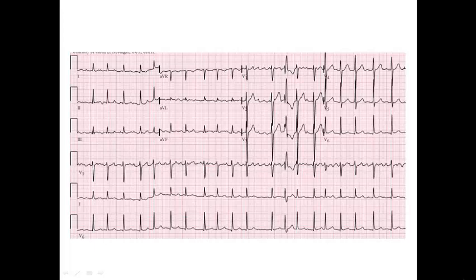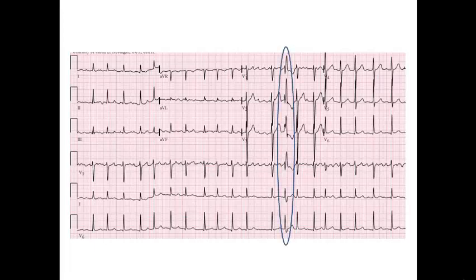As we see in V1, it is very common to see this pattern representing some organized atrial activity. So this is not a sawtooth appearance, so please don't misdiagnose this ECG as atrial flutter. It is not atrial flutter, it is AF. But we can see here that there is something abnormal.